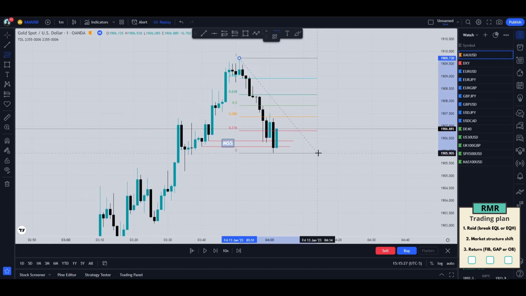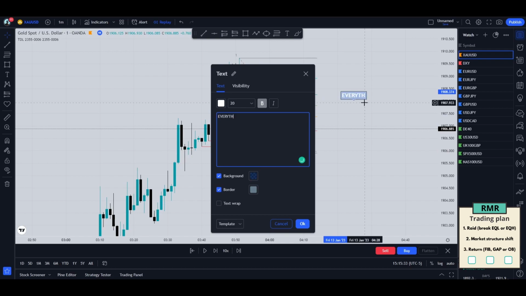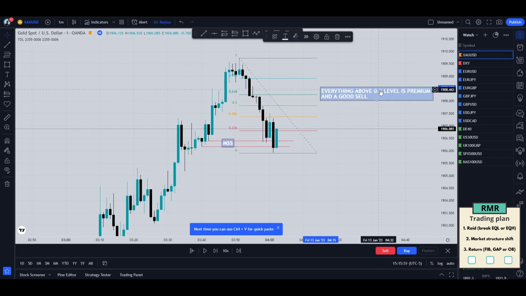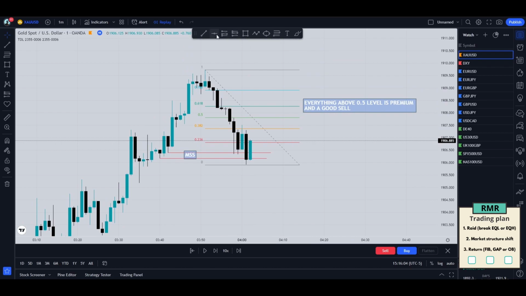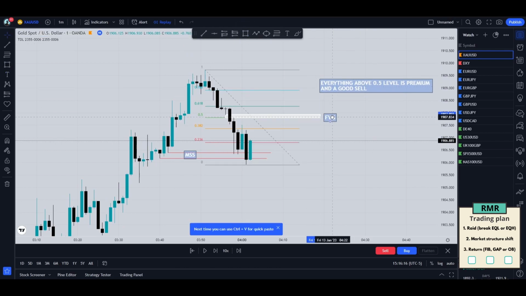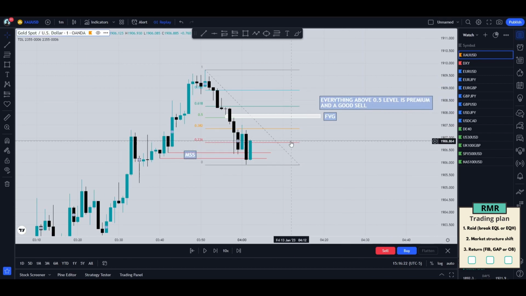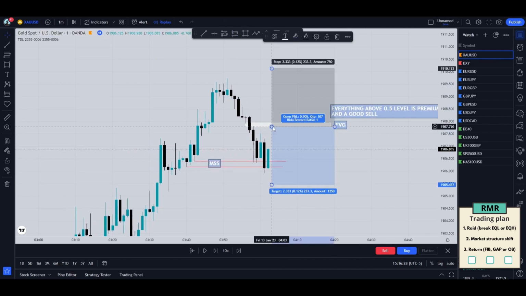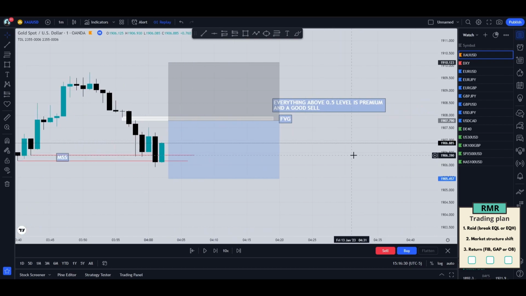And I'll be using the Fibonacci tool to identify if we can possibly short in a premium above the 0.5 level on the Fibonacci here. If we can do that, it means we are selling at a good price. And we also found a fair value gap right there above the 0.5 mark, which is a good sell spot, so I'll be placing my order here.